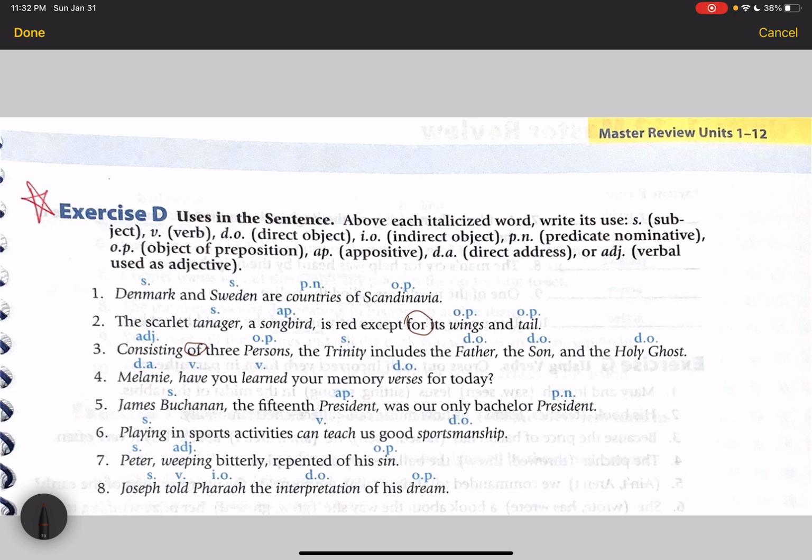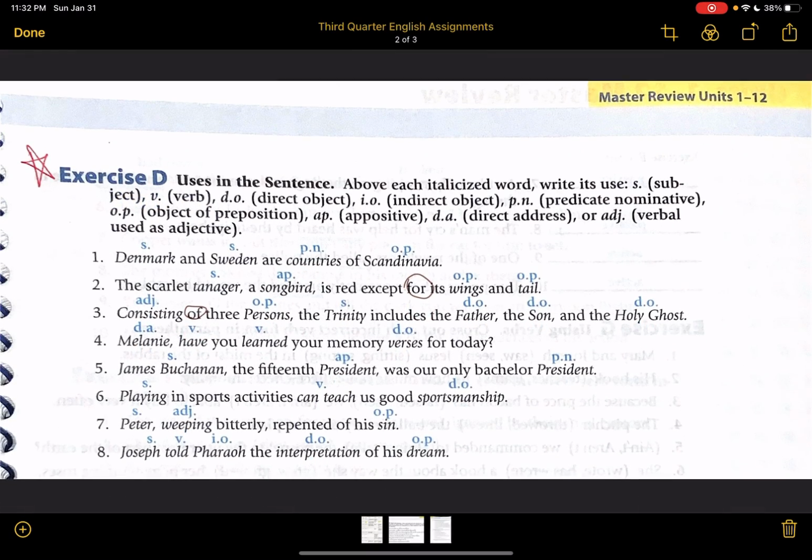Our subject is the Trinity, and it includes the Father, the Son, and the Holy Ghost. These are the direct object. They answer the question what of the verb. All right, I'll let you finish that exercise on your own. But that one is one that will be very useful for your test.